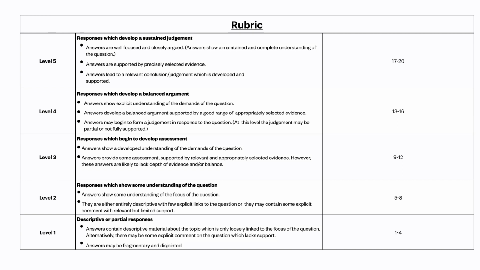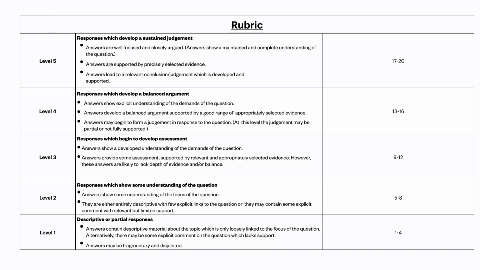Level 4, you have a balanced argument. This is where you have complete understanding of the demands of the question. You have a balanced argument, and you have good selected evidence. You can begin to form a judgment here. But if you're in level 4 and you've started a judgment, then maybe it's just partial, or you didn't really fully support your judgment, and that's why you're in the level 4 range and not the level 5 range.